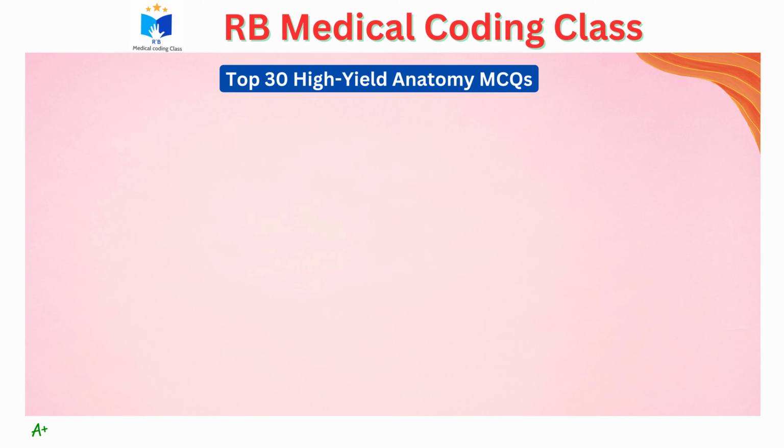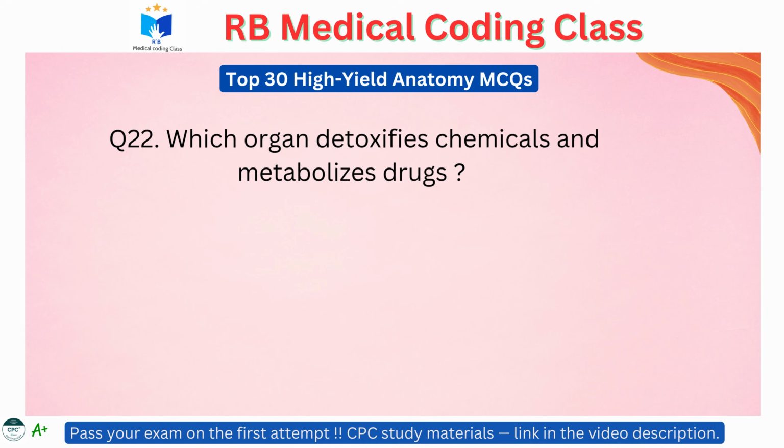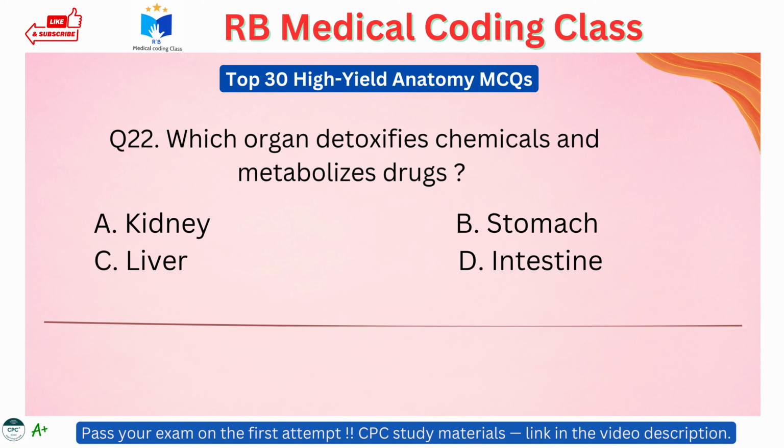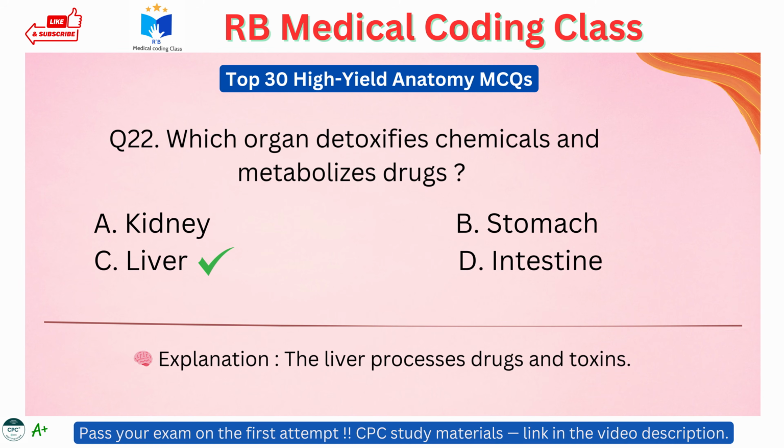Question 22. Which organ detoxifies chemicals and metabolizes drugs? A. Kidney. B. Stomach. C. Liver. D. Intestine. Answer. C. Liver. Explanation. The liver processes drugs and toxins.